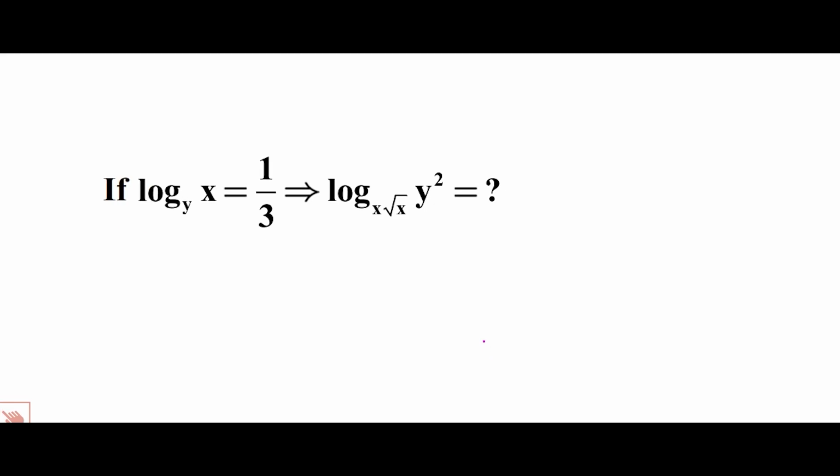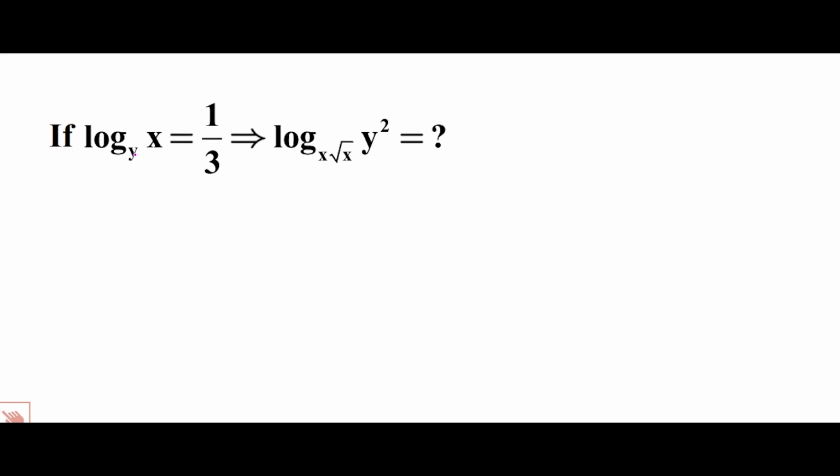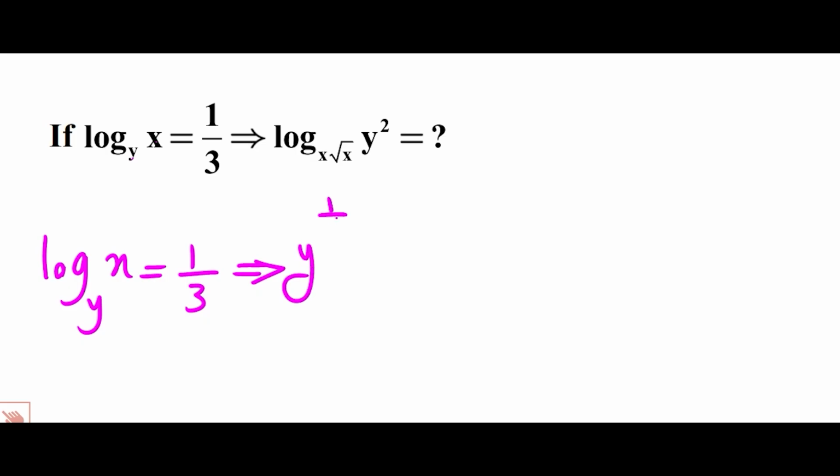Let's move on to the third problem. If log base y of x equals 1 over 3, what is the value of log base x times the square root of x of y squared? First, rewrite the given equation in exponential form. So we have, if log base y of x equals 1 over 3, then y to the power of 1 over 3 equals x.